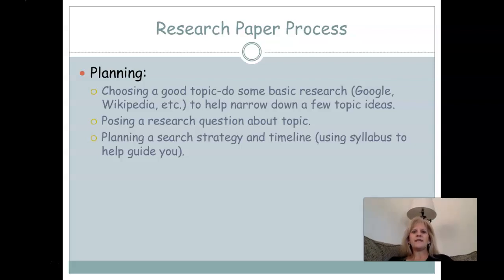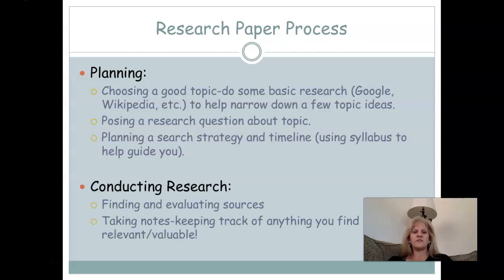Okay, so here's the process. You're going to do some planning, choose a good topic, do a little bit of research to help you narrow down to what you want to talk about. I think I've already talked to you about posing a research question. Should prisoners receive an education while in prison? Why or why not? And then you want to try to plan a strategy. If not, you end up procrastinating, and it's really easy to just kind of forget about it.